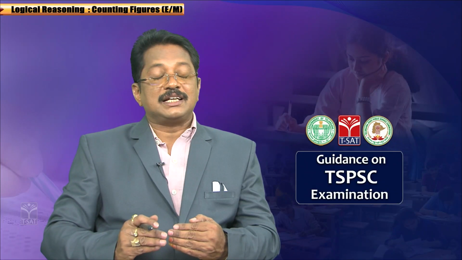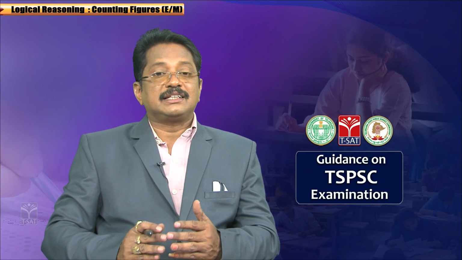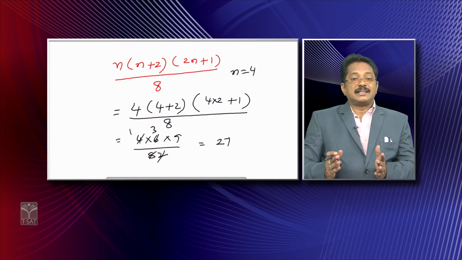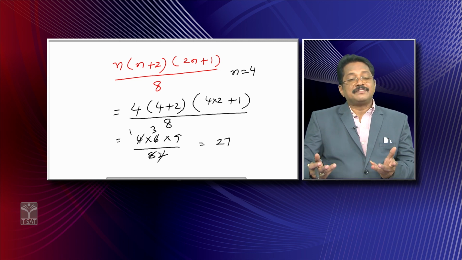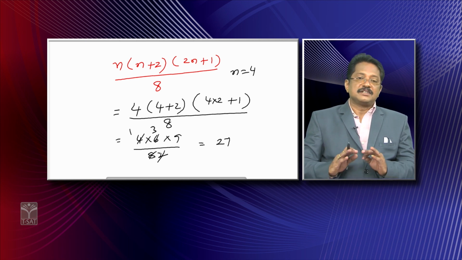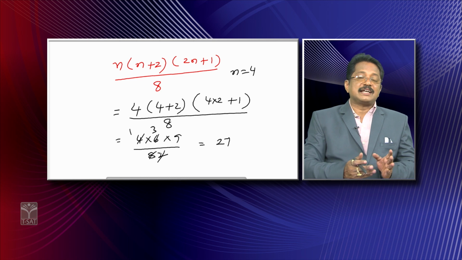The first one is simply that you take the sigma of the number of parts divided vertically multiplied with the number of parts divided horizontally. Now the formula is n of n plus 2 of 2n plus 1 by 8, where n is the number of triangles on the left corner, the left side. Is it clear? Now we will see the next one.